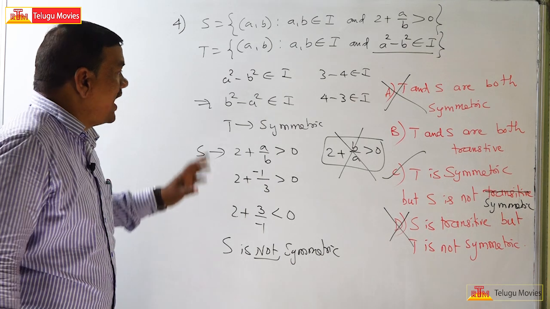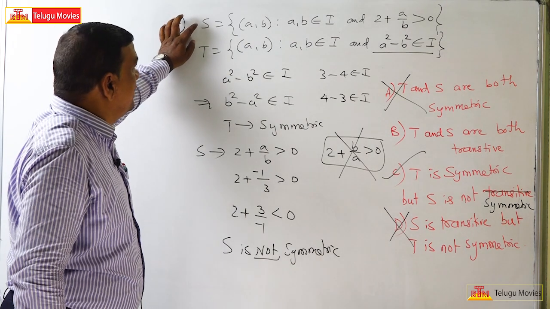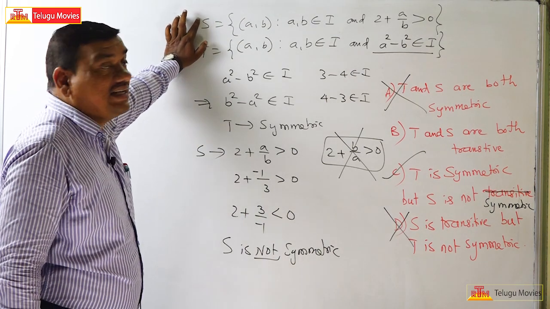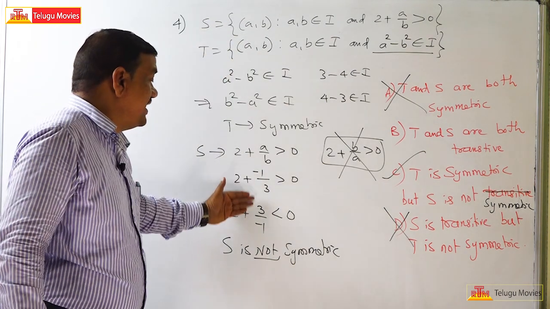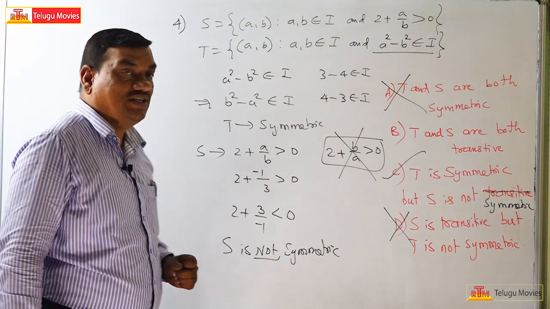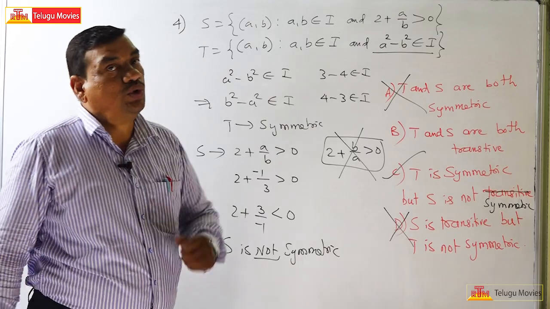T is transitive, and S cannot be transitive. Let us check by taking these examples. Right. I hope that you understand the solution. Let us move to the next problem.